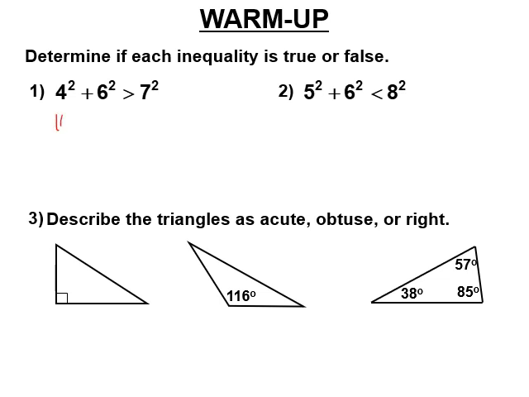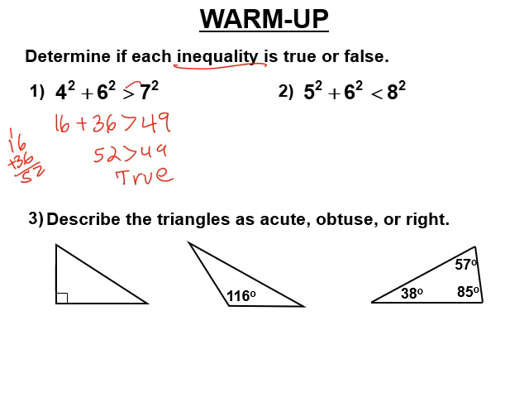4 squared is 16, 6 squared is 36, and you're going to tell me if that inequality, right, it's not an equation, it's an inequality, is true. Well, 16 plus 36 is 52. 52 is greater than 49. True, right? That symbol is greater than. Do the other one.